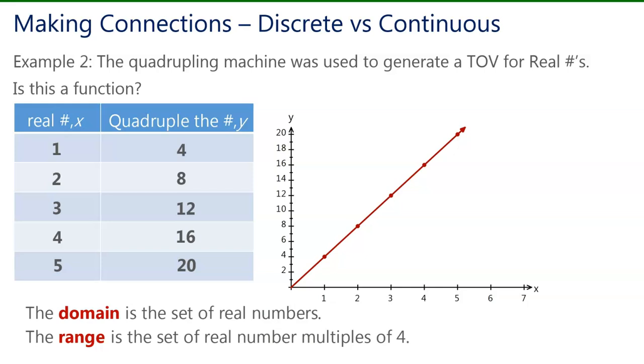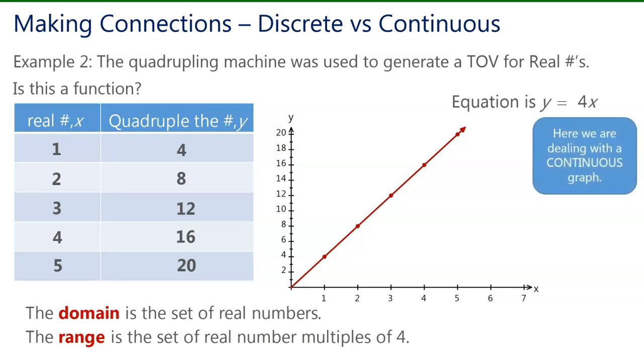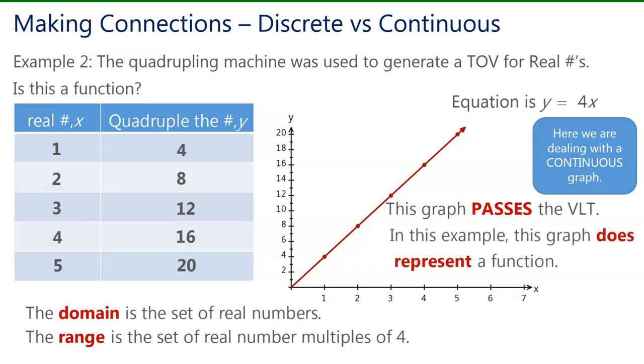Producing the graph, now we can play connect the dots and have a solid line passing through these dots. The equation is still y equals 4x, but here we are dealing with a continuous graph, simply because the domain is all real numbers. Here's our ruler. We slide it to the right, and it still only hits in at most 1 spot. So this graph passes the vertical line test. In this example, this graph does represent a function.